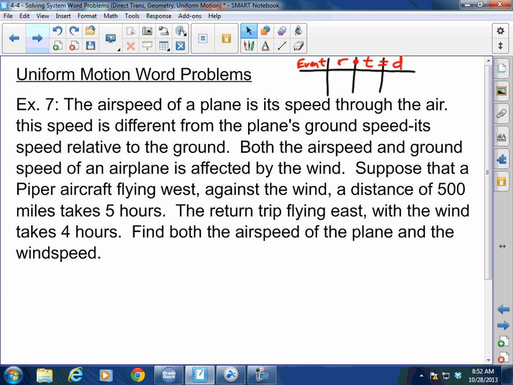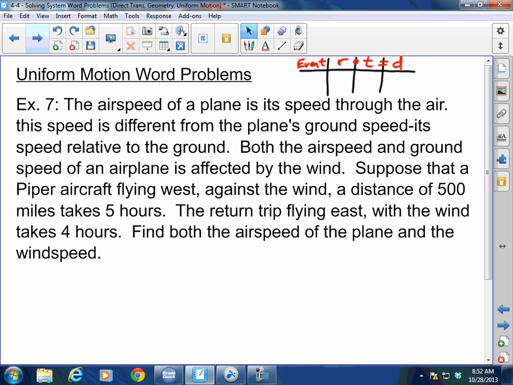The airspeed of a plane is its speed through the air, hence the airspeed. This speed is different from the plane's ground speed, its speed relative to the ground, okay? Nothing too difficult about that. Both the airspeed and the ground speed of an airplane is affected by the wind.